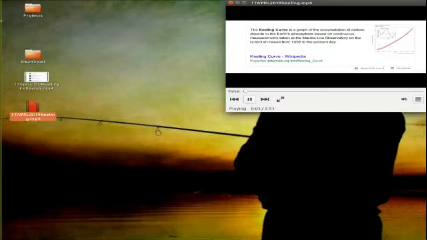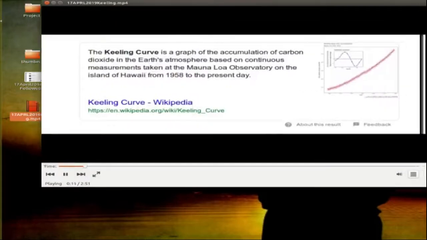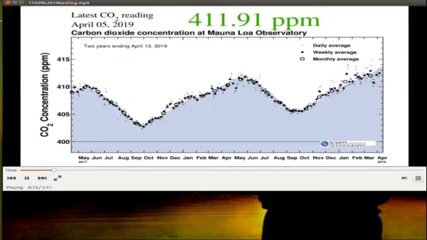Okay, the Keeling curve is a graph of the accumulation of carbon dioxide in the Earth's atmosphere based on continuous measurements taken at the Mauna Loa Observatory on the island of Hawaii from 1958 to present day. Okay, so this is the Keeling curve.